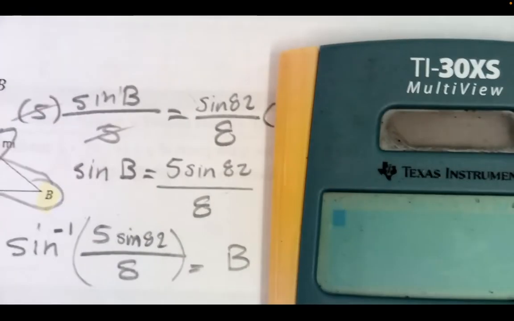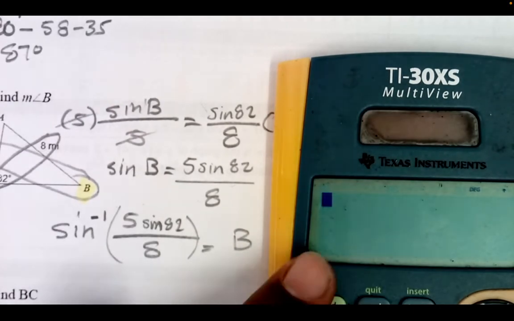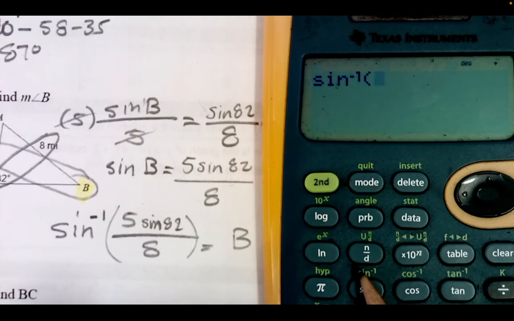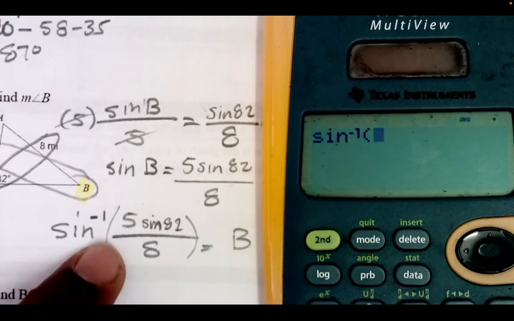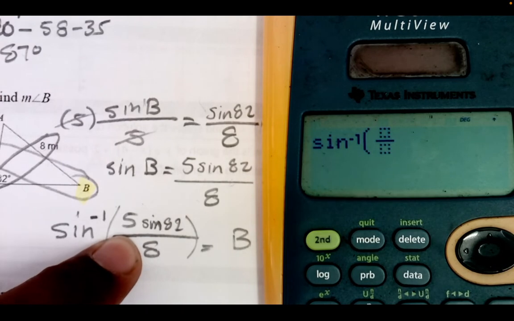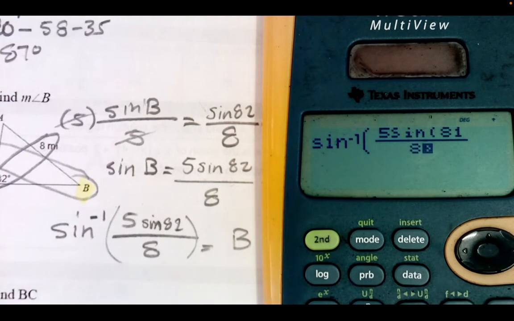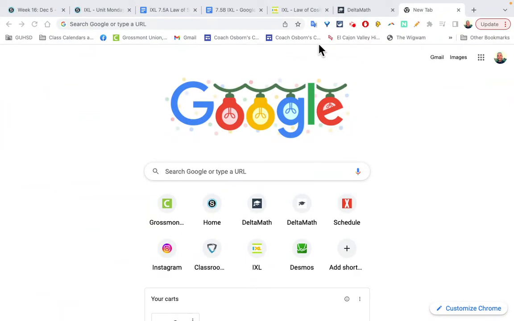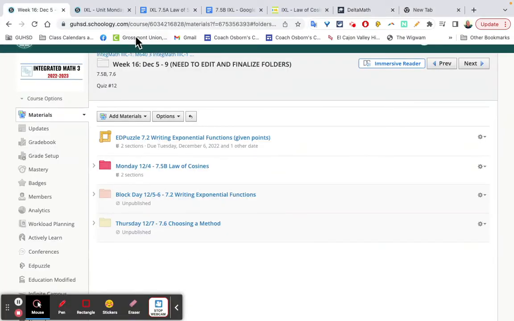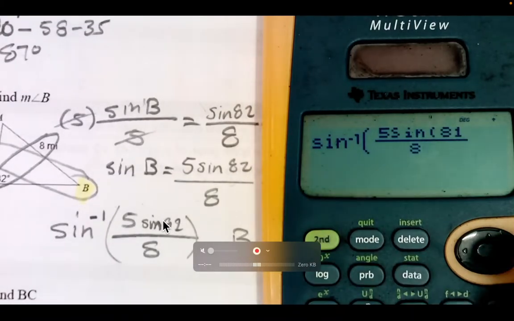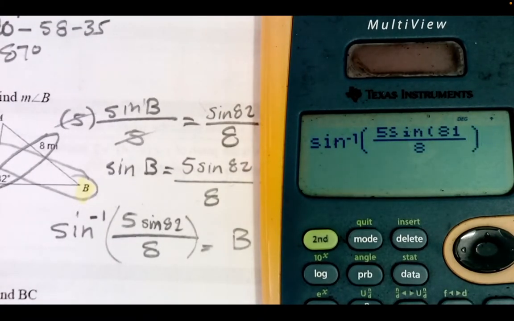All right, so if I'm going to calculate this, I need to make sure I hit the sine inverse and make sure it says -1. On this calculator, you have to do the green button for that one. Okay, and then on the inside, I've hit the fraction button, 5 times sine of 82, all divided by 8. Okay, so then I just close that up, and that should give me the angle.